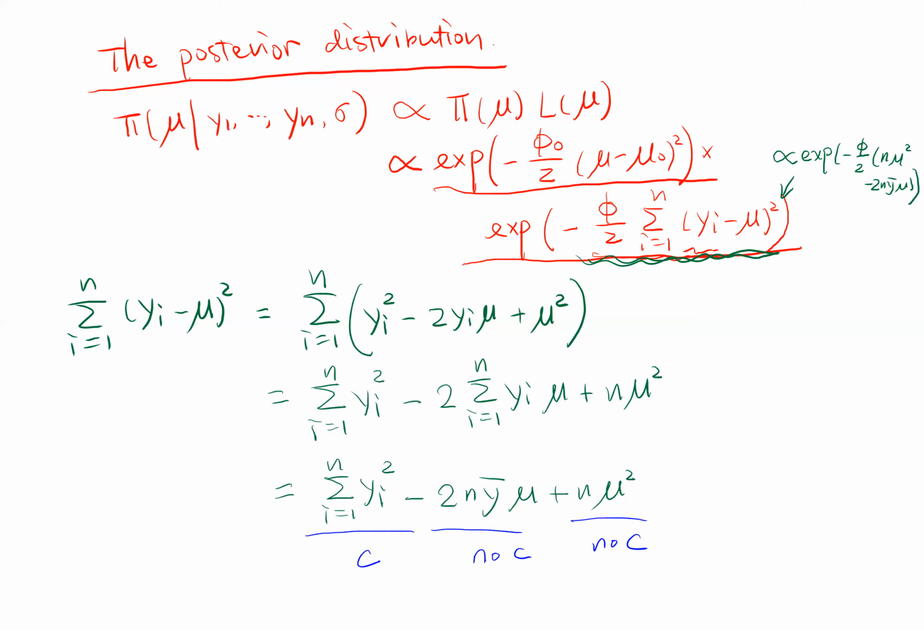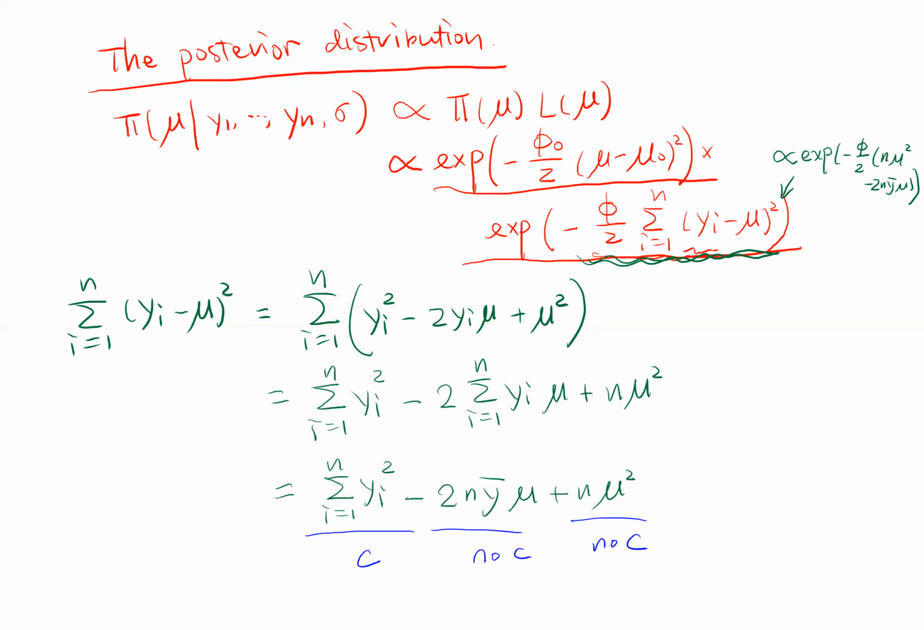So that's why right now on the top right, in the green color, I further simplify that to be proportional to the exponent of negative p over 2, only keeping n mu squared minus 2n y bar mu. We're going to use this later when we derive it. The green part at the bottom is a shortcut, a demonstration of how to further simplify it only in terms of mu squared and mu.